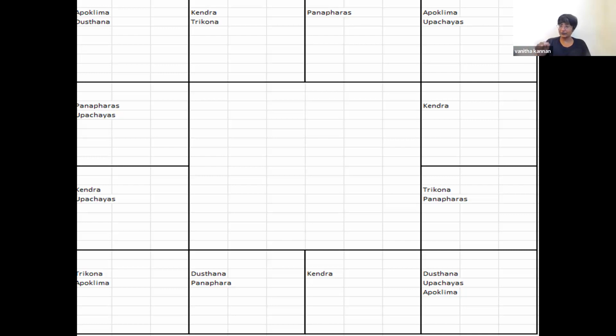Then come to the fourth house. It was a Kendra for me, right? Write it as a Kendra. There was no Graha in it. Leave it. Move on to the next one. Trikona, Panaphara. There was no Graha in it. Move on to the next one. Here I have one Graha, that is Ketu. Mark it as Dushtana, Upachaya, Apoklima. Then move on to the next one.